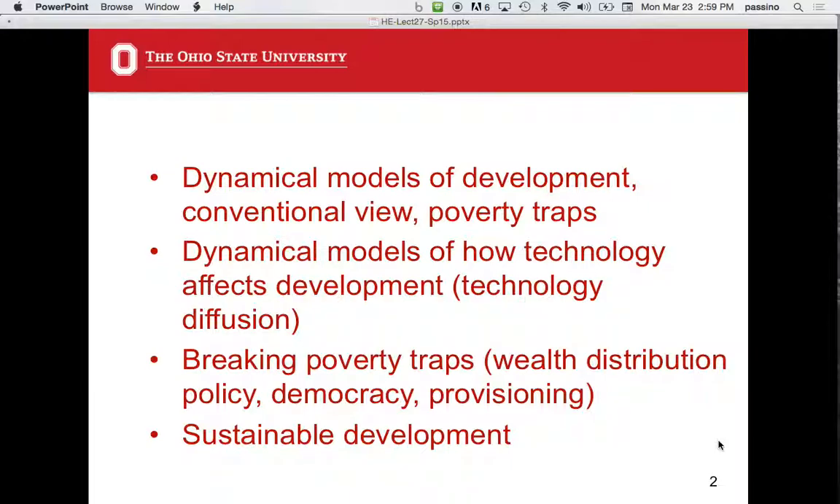Then we're going to talk about ideas behind breaking poverty traps like wealth distribution policy and democracy and provisioning. And we'll talk about sustainable development. Those are the topics for this week. Okay, so we're going to get started on number one today. And then we'll move on Wednesday and Friday to do the last three bullets.